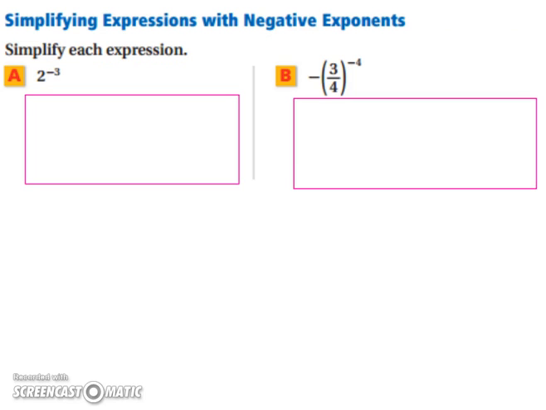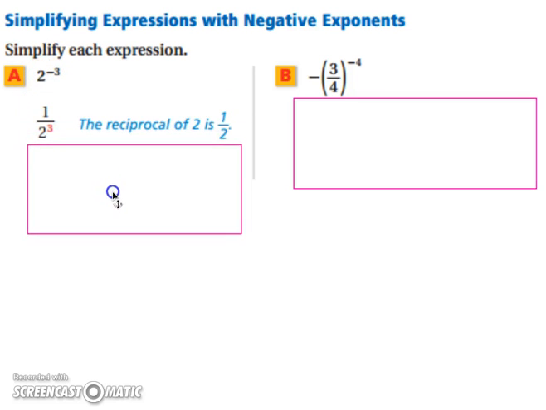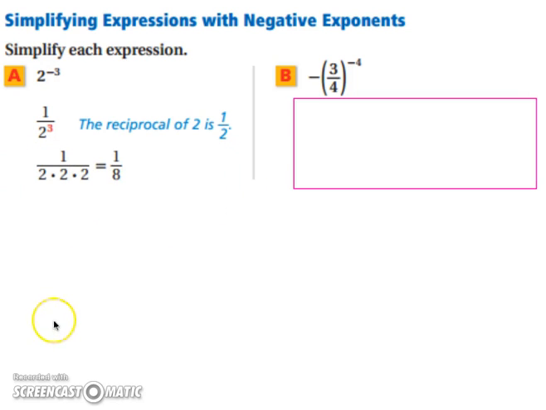Let's practice. Simplify each expression. We have 2 to the negative third. Well, 2 can be written as 2 over 1. So if we want a positive exponent, we need to reciprocate 2 over 1. The reciprocal of 2 over 1 is 1 over 2. And 1 to the third is still 1. And 2 to the third, you can leave it as such, or 2 to the third is 8.